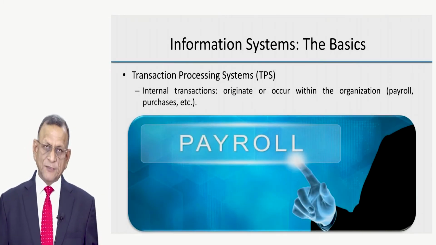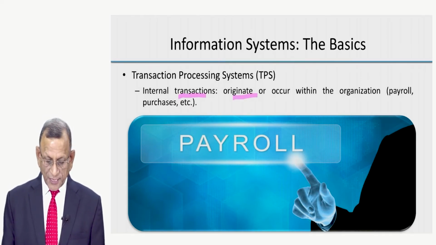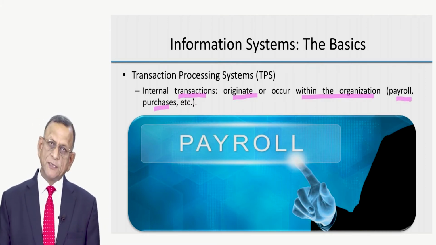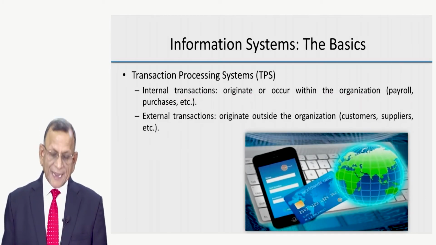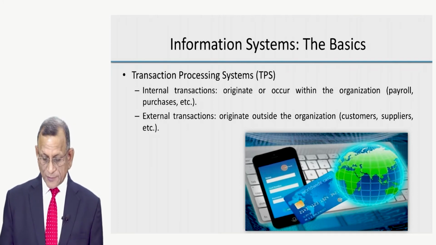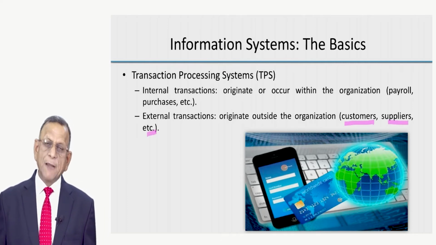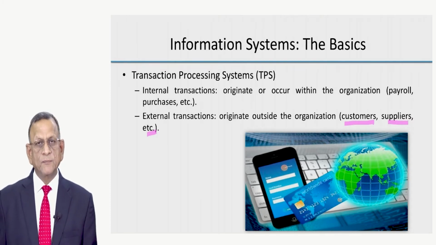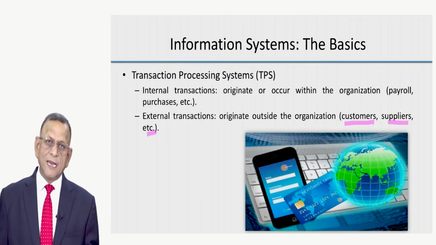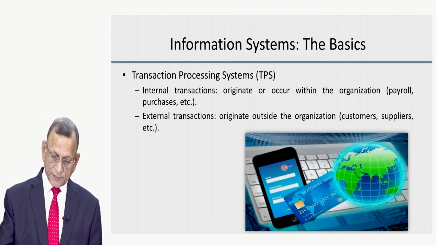So the first is transaction processing system. Internal transactions originate or occur within the organizations, like payroll, purchase, and will be captured by transaction processing systems. Then external transactions originate outside the organizations, like customers, suppliers, etc. So whatever is happening within the organization, one unit to another unit, or organization with the external environment, will be captured by the data processing system.